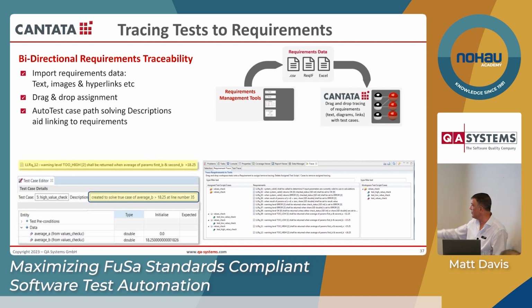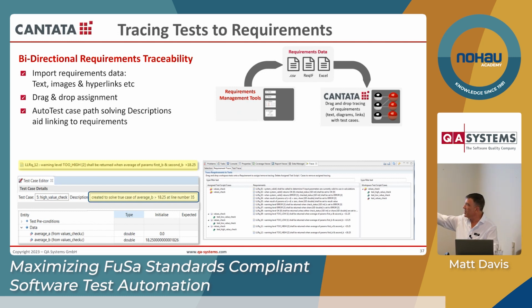And in this case, I have a requirement I'm going to show as an example for AutoTest linking. The requirement is: a warning level too high shall be returned when the average of parameters A and B is greater than 18.25. Okay, so there's a threshold there when those two averages do something, a warning level.